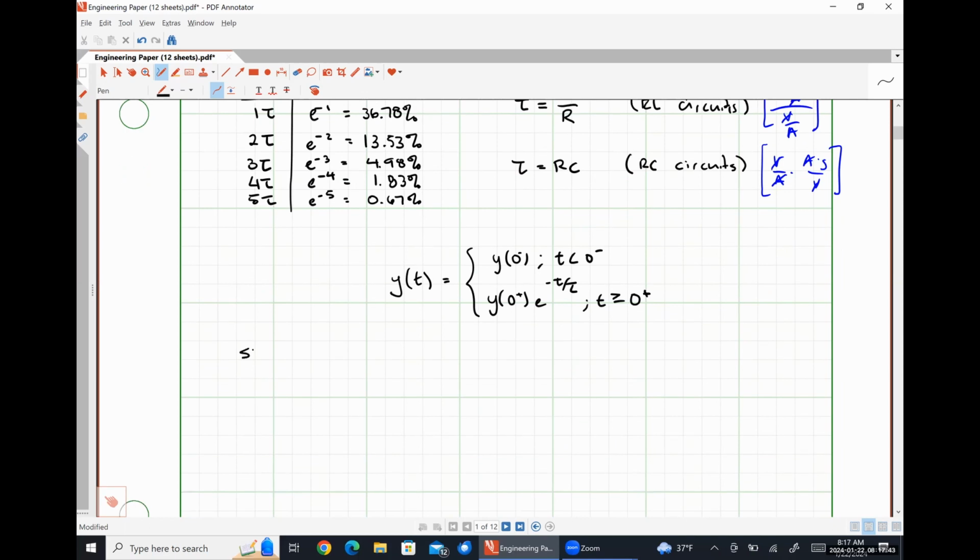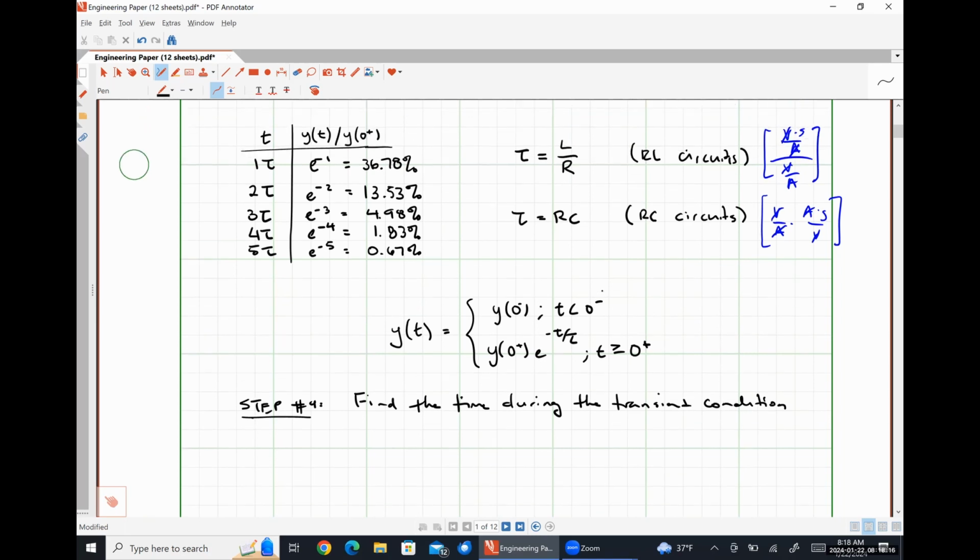And our step 4 in our analysis process is no longer find REQ and find LEQ during the transient condition. It is find the time constant during the transient condition using these equations, so that it's literally now the exact same process regardless of what type of circuit we're analyzing.